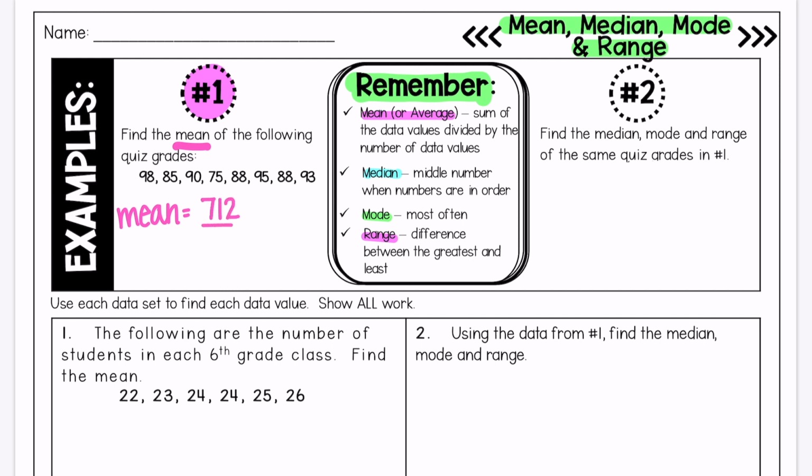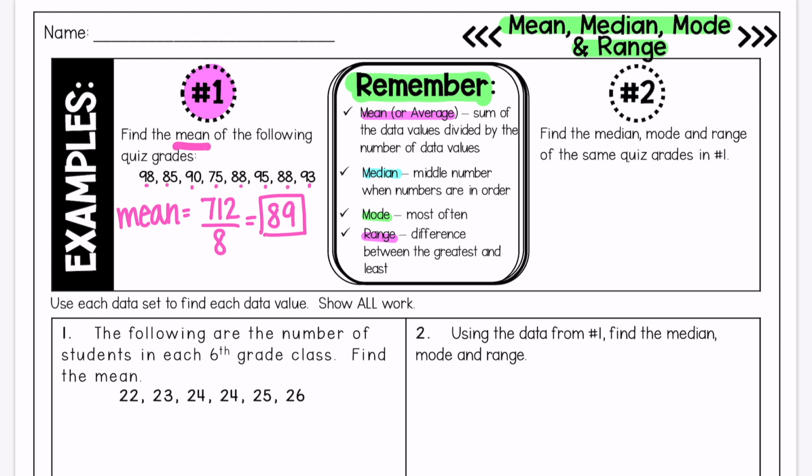Then I want to divide that by how many numbers I have. I have 1, 2, 3, 4, 5, 6, 7, 8 quiz grades, so I'm going to divide by 8. And I get that my average is an 89. The average or mean, so you can use those words interchangeably.